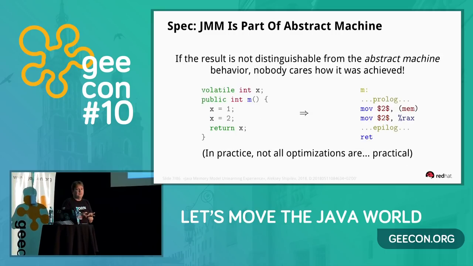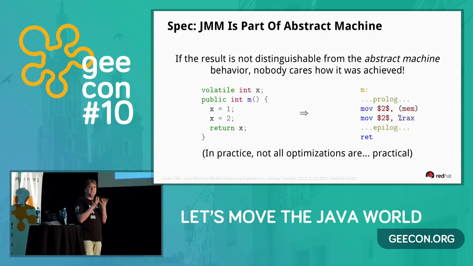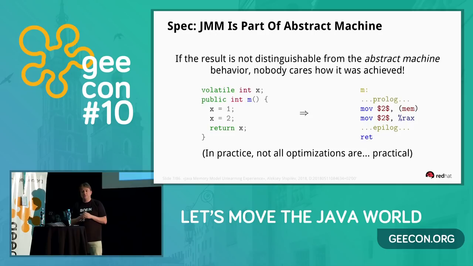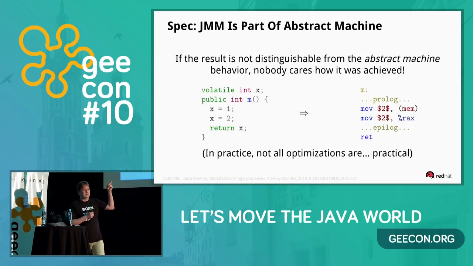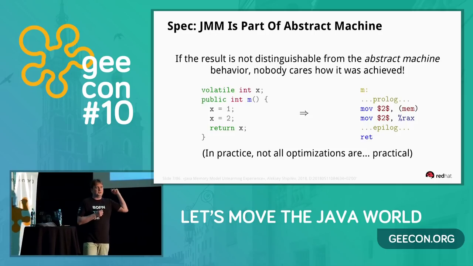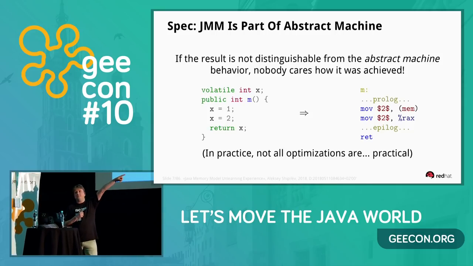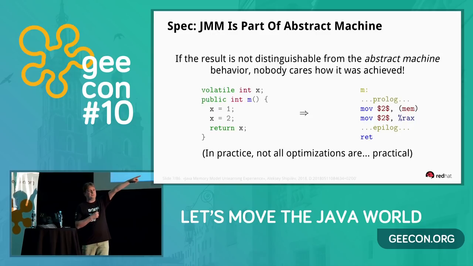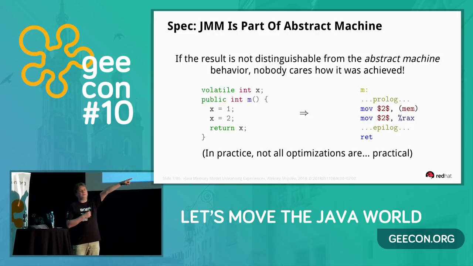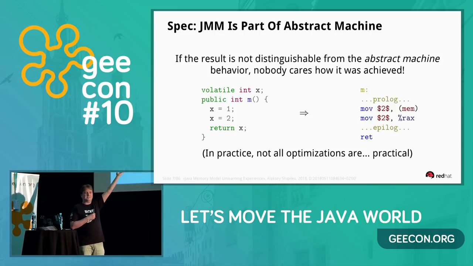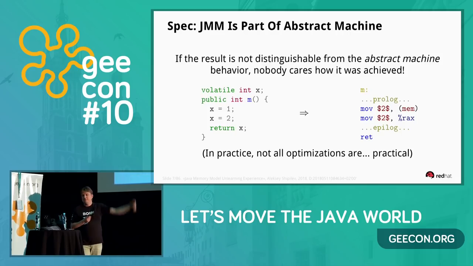So the JMM is the part of the abstract machine. It's the part of the abstract machine behavior. If the result is indistinguishable from that behavior, it is allowed. So if I have the program which has a volatile field and it stores 1 and 2, and returns the value of this volatile field, it's actually compilable to that code. You can just put 2 into the register and return that 2. Notice that volatile in this sense does not mean it breaks optimizations or something like that. This is one of the possible behaviors of the abstract machine, and so it is allowed, right?